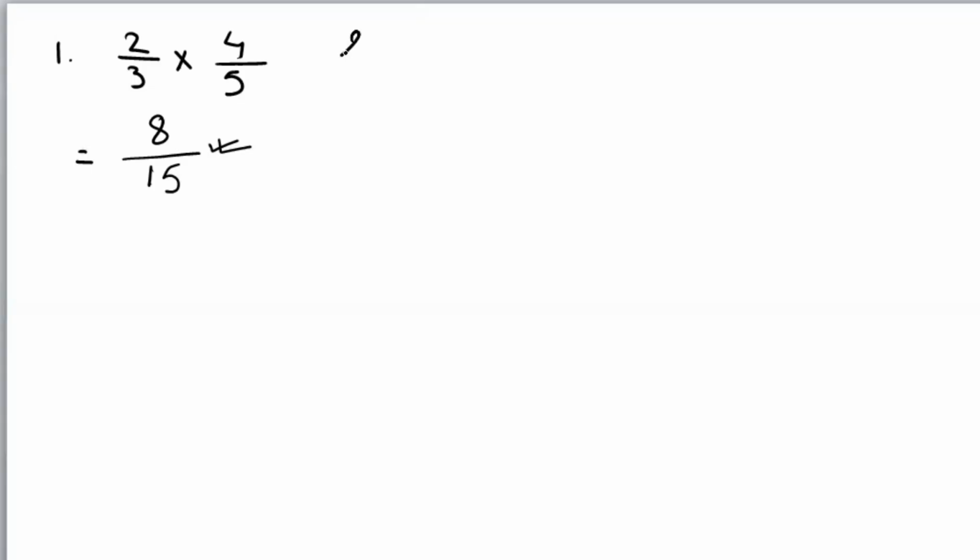Let's take another one. 1 over 6 multiplied by 3 over 4. 3 times 1 is 3. 6 times 4 is 24. Here we can simplify it.